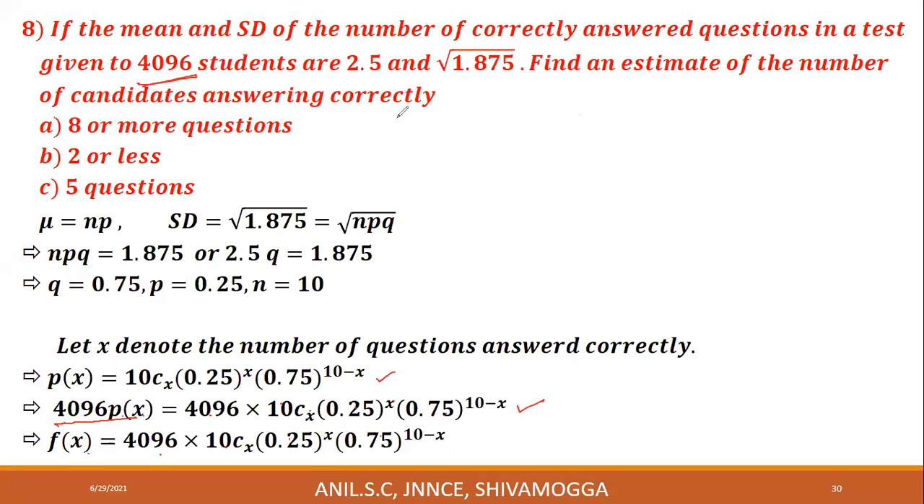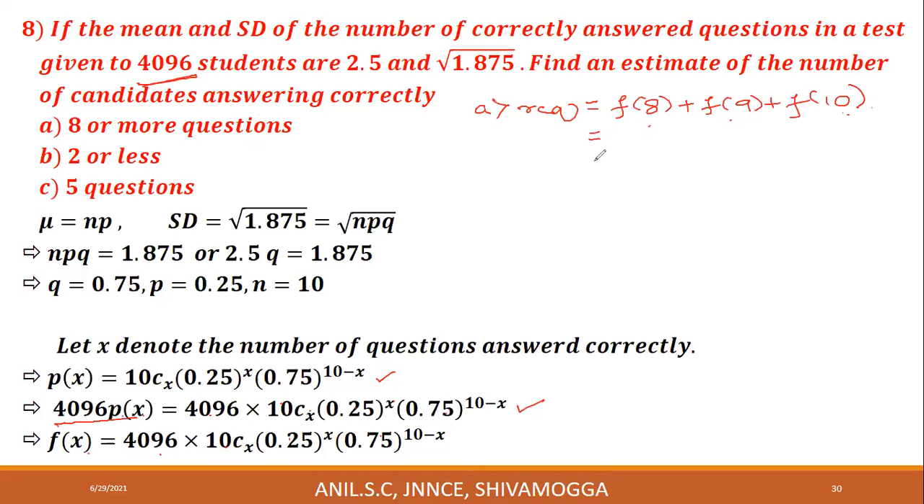Now let's consider these three cases one by one. First case, 8 or more questions. How do you write this? 8 or more questions means 8 questions can be accepted, F of 8, plus more means 9 questions, plus more means 10 questions. Totally there are 10 questions. Therefore, X cannot take values beyond 10. F of 8 plus F of 9 plus F of 10. This is the required answer for the first case.